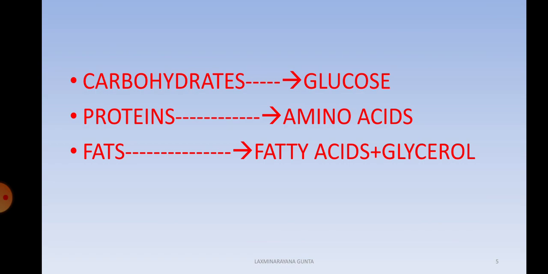After digestion, these complex food substances, that is, carbohydrates, proteins, fats, are converted into glucose, amino acids, and fatty acids and glycerol. Means carbohydrates after digestion are converted into simple absorbable glucose. The proteins are converted into simple absorbable amino acids. Fats are converted into simple absorbable fatty acids and glycerols.